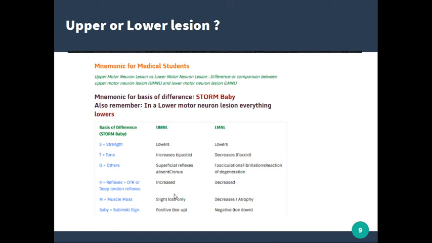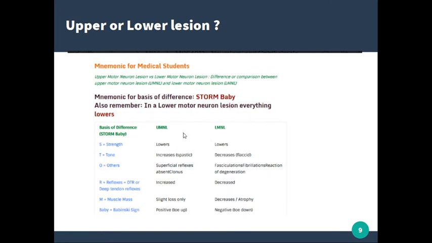So, the first thing we're going to try and exclude is whether the lesion is an upper or lower motor neuron lesion. A good mnemonic for medical students is STORM BABY. STORM BABY helps us differentiate whether it is upper motor or lower motor neuron. It basically means strength, tone, reflexes, deep tendon reflexes or DTRs, muscle mass, and Babinski sign. STORM BABY, with BABY for Babinski.